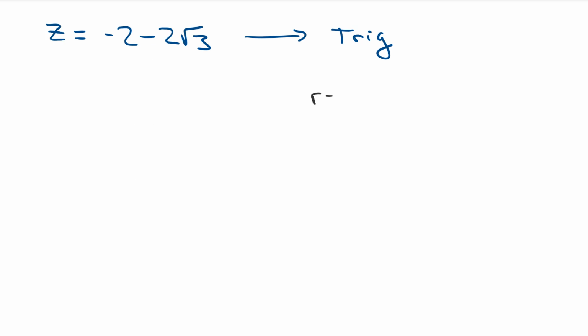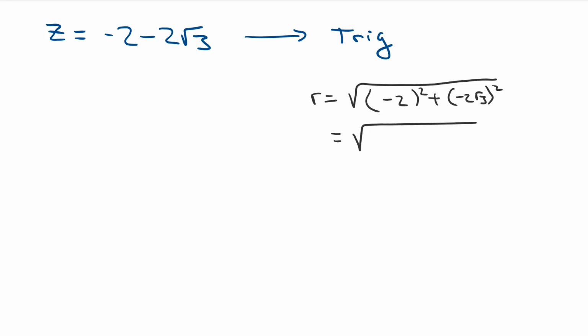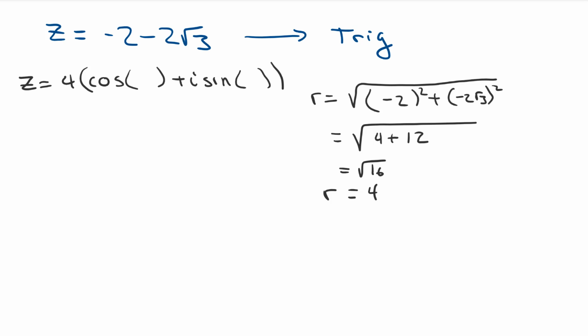We'll be like, all right, so the radius is equal to the square root of the components squared and added together. So negative 2 and negative 2 root 3. So that's 4 plus 4 times 3, that's 12. That's 16. So r is just equal to 4. Oh, well, we're almost there. Let me just write it out. z is equal to 4 times cosine of, we're going to go find that angle, plus i sine of, we're going to go find that angle.